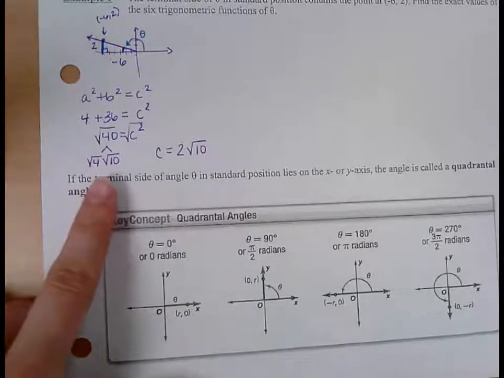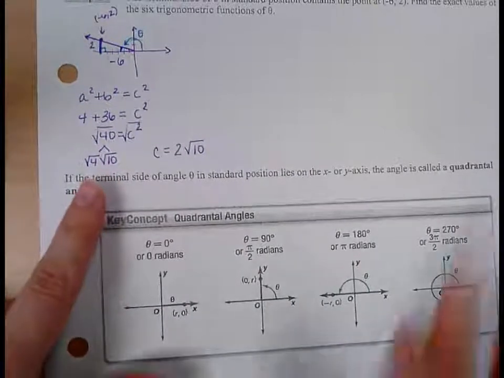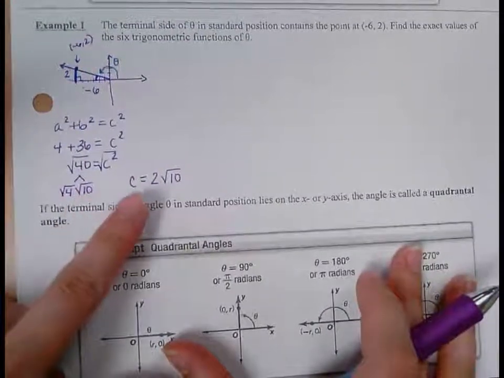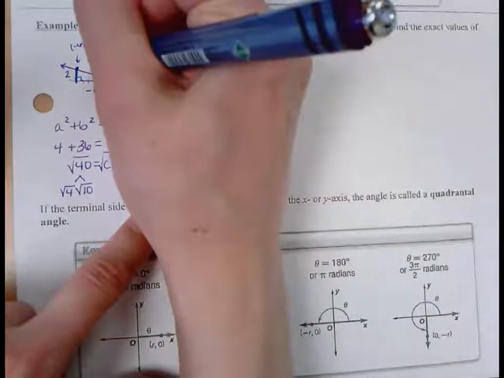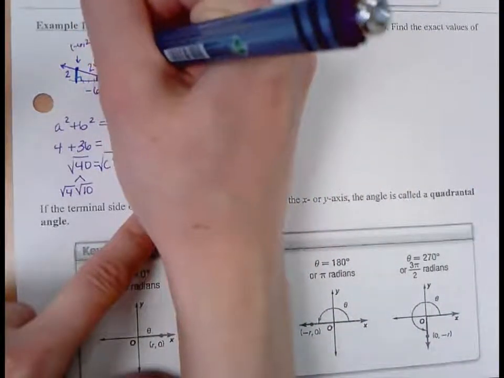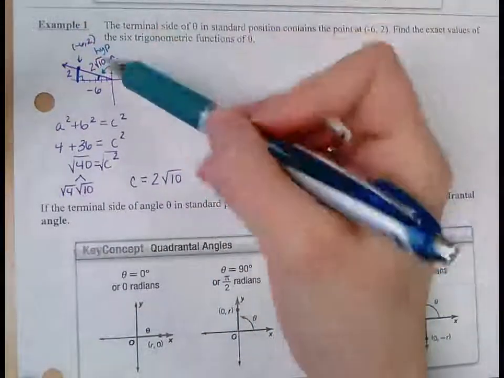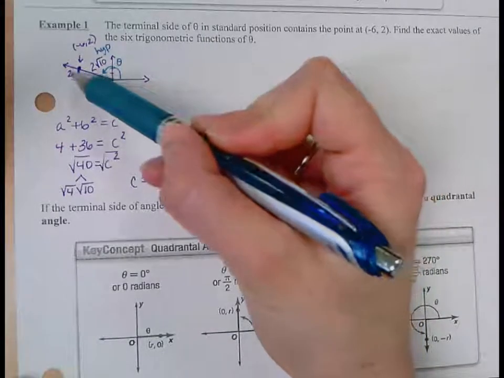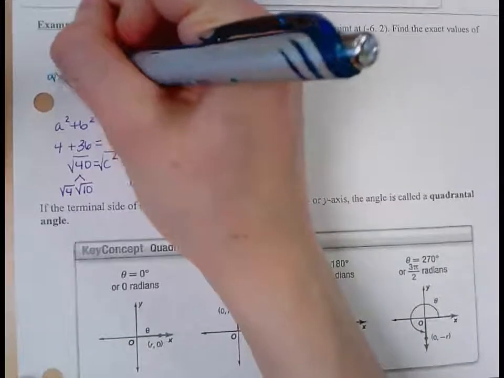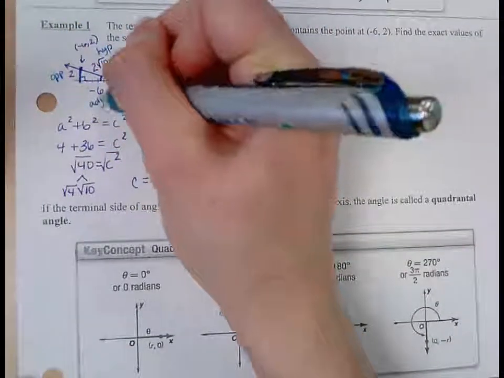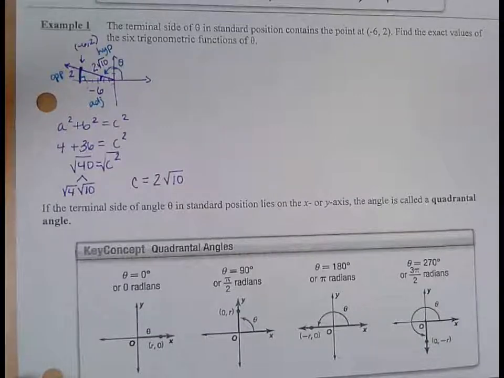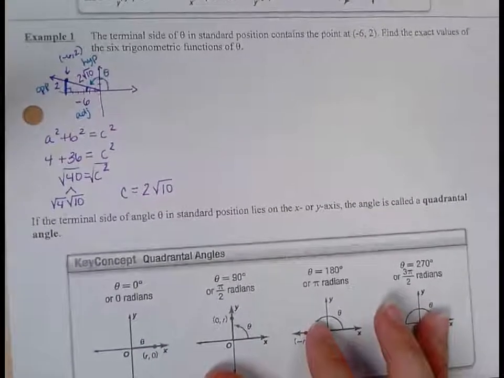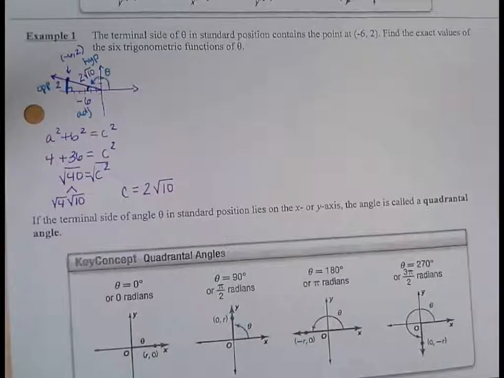So if you can simplify a radical, I don't think any of the examples we've gone through together have been able to have a simplified radical, but this one does. So that's my hypotenuse here, 2 square root 10. And then I can label my opposite and adjacent. So from my angle here, the 2 would be the opposite, the -6 would be the adjacent. Okay, and I have all the information I need then to find the 6 trig functions.